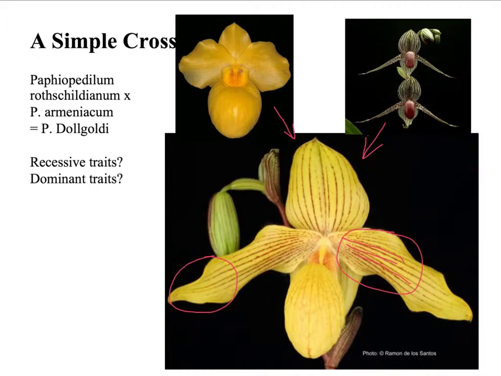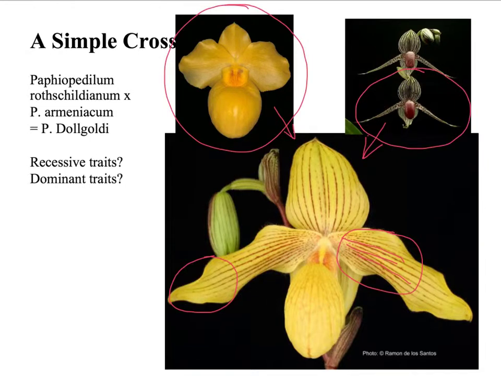We can say in this particular cross that not only is the background colour of Armeniarchum on the left-hand side dominant, but we can also say with reasonable certainty that the background colour of Rothschildianum on the right is recessive, and that's why the offspring, which we can consider to be heterozygous, is going to show the yellow trait.